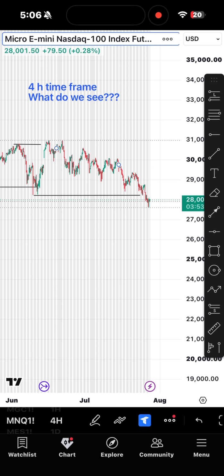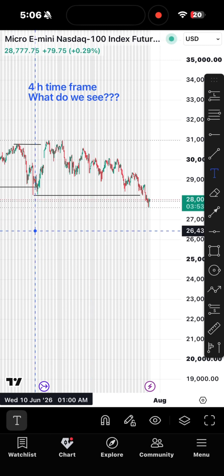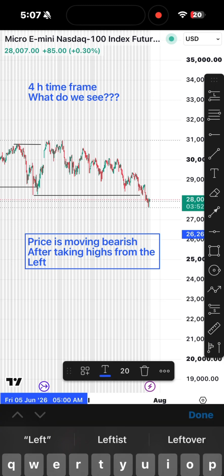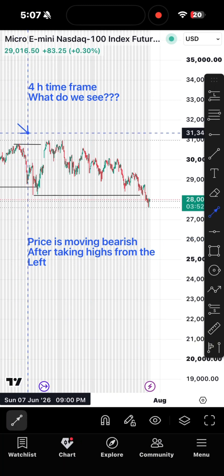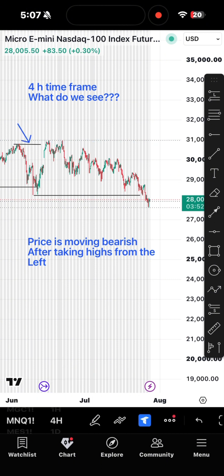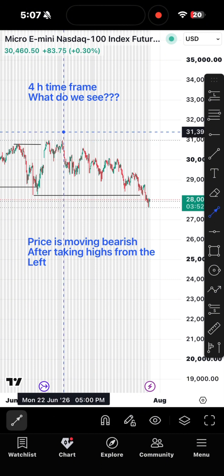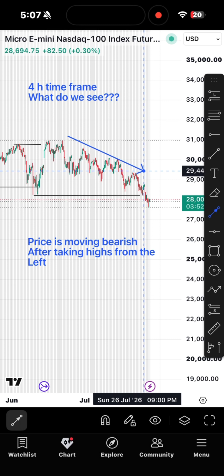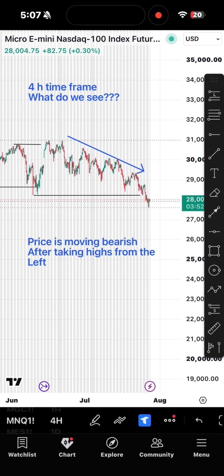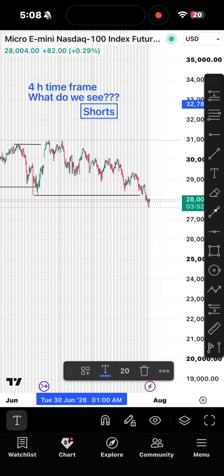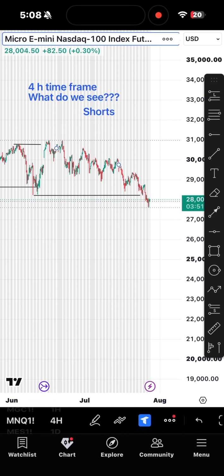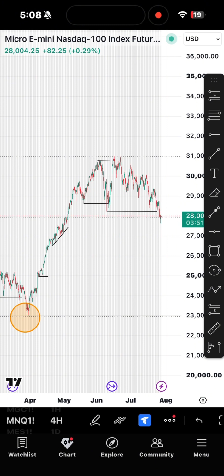So we see the same thing in the 4-hour time frame. We see that that high got taken, and then the low got taken afterwards, trapping buyers, inducing sellers. So the market is definitely in a sell-off. So we can see once more clear trend of price action here. So 4-hour time frame shows shorts as well. So pretty simple already.